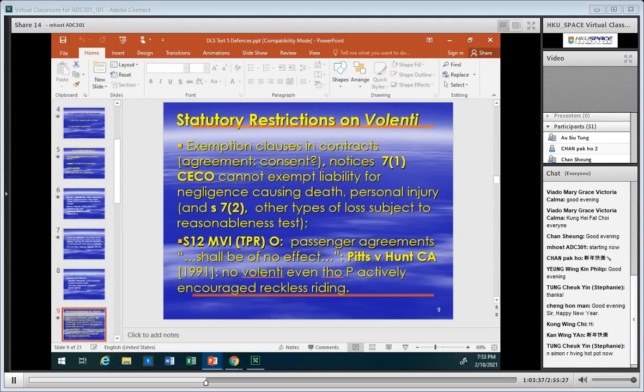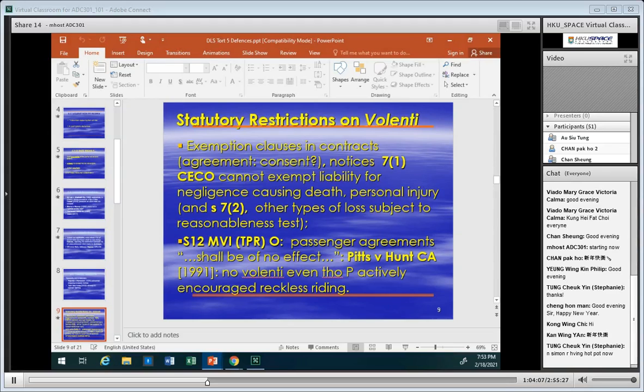Okay, so exemption clauses is an area of contract law which overlaps with tort law, because an exemption clause is trying to be raised as a defence to a claim for negligence, as well as the others, misrepresentation and breach of contract.